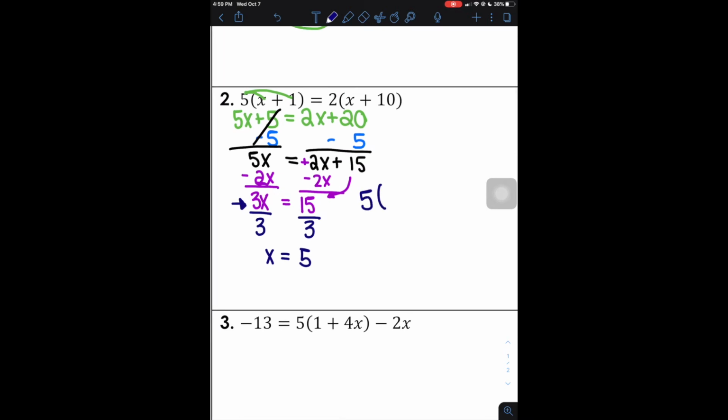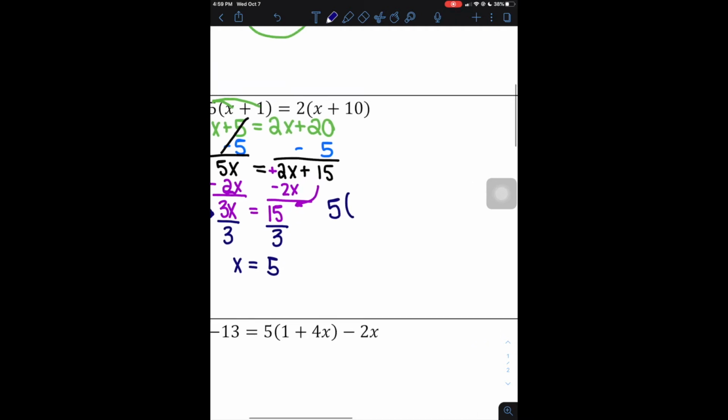Now I'm going to just substitute that 5 in for everywhere that I see an x in my equation to verify my answer.